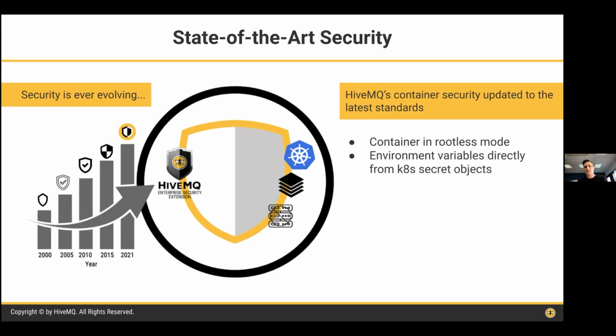Secondly, we added the possibility to directly interface with the Kubernetes secret objects for environment variables. If you would like to have a Java keystore, because you obviously want to do TLS, encrypted communication, to your broker, you can do that now via the Kubernetes internal APIs and over these secret objects.